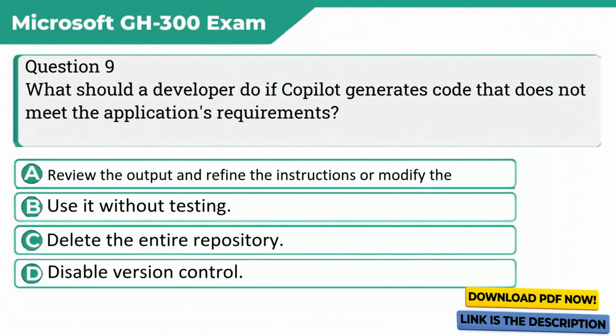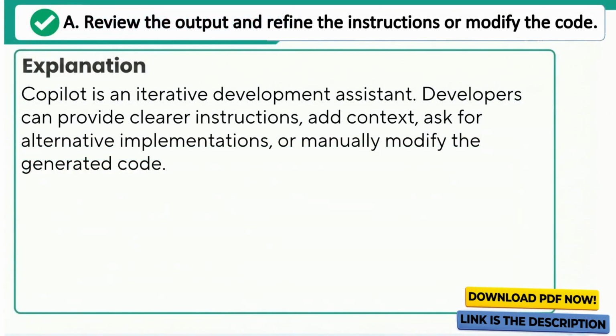Question 9. What should a developer do if Copilot generates code that does not meet the application's requirements? A. Review the output and refine the instructions or modify the code. B. Use it without testing. C. Delete the entire repository. D. Disable version control. Correct answer, A. Review the output and refine the instructions or modify the code. Explanation. Copilot is an iterative development assistant. Developers can provide clearer instructions, add context, ask for alternative implementations, or manually modify the generated code.